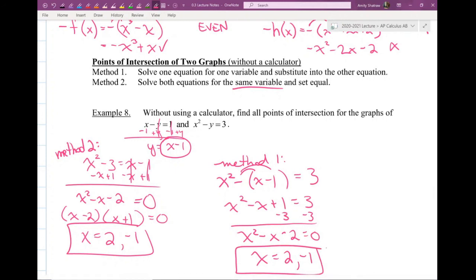And setting two things equal to each other is an essential skill in calculus. And it is actually a requirement that you be able to do this at some point in the free response section of the test, just so you know.